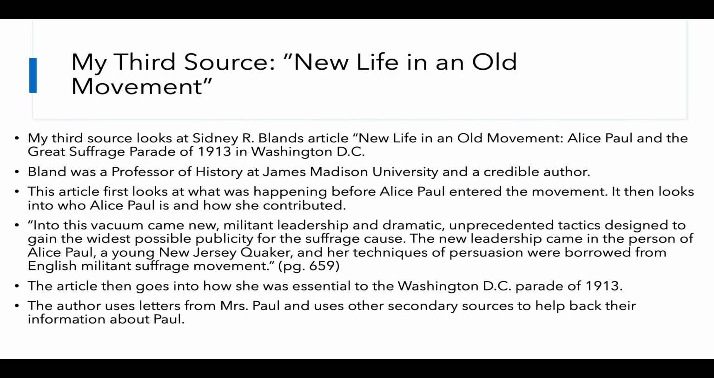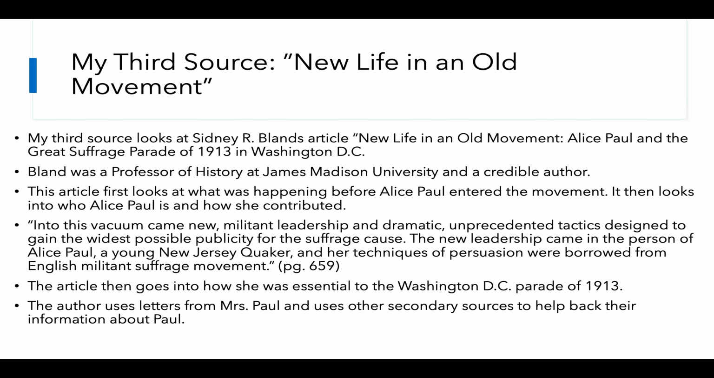This next quote explains the tactics that Alice Paul used for the suffrage movement. "Into this vacuum came new militant leadership and dramatic, unprecedented tactics designed to gain the widest possible publicity for the suffrage cause. The new leadership came in the person of Alice Paul, a young New Jersey Quaker, and her techniques of persuasion were borrowed from English militant suffrage movement," page 659.